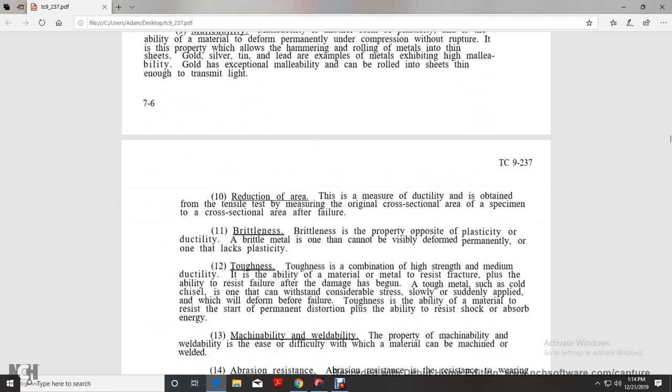Reduction of area. The measure of ductility is obtained from the tensile test, comparing the original cross-sectional area of the specimen with the cross-sectional area at failure. Brittleness is the property opposite of plasticity. A brittle material cannot be visibly and permanently deformed; it lacks plasticity.